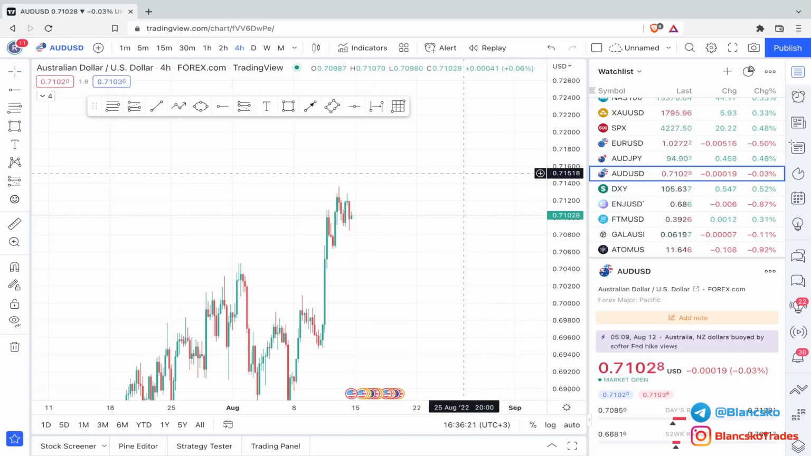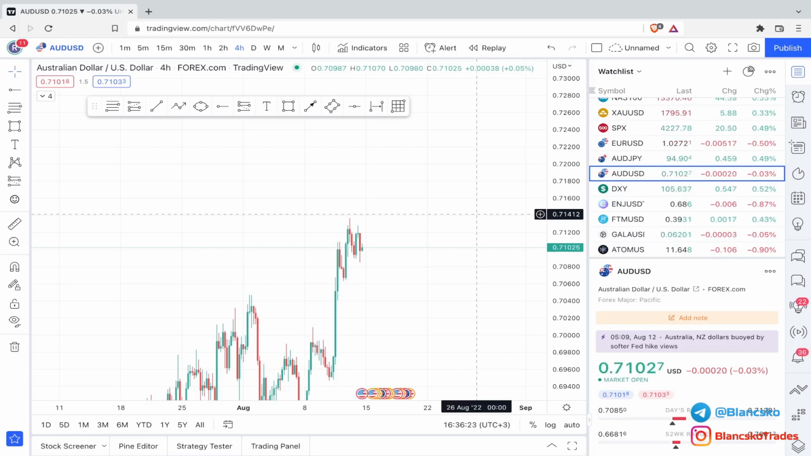Before I get into that, one more time, what is a bullish order block? A bullish order block is the last down candle before a push to the upside, an aggressive push to the upside, and a bearish order block is the last up candle before a push to the downside. Basically a bearish push to the downside. That's a bearish order block.